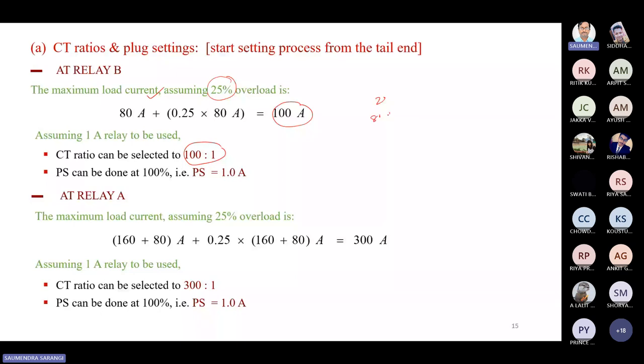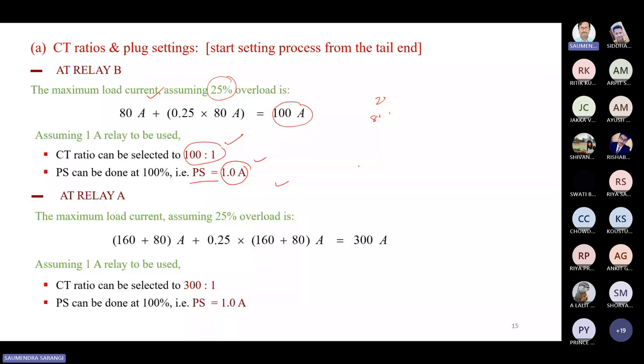So now you observe the plug setting of this current is nothing but 1 ampere, because we have to set up to 125% of this one. So CT humne select kar liya 100:1. Ab hume ye pickup setting laga diya, that is equal to 1 ampere. Now what should be the operating time of this relay? We need to calculate. By using the formula, that is equal to 0.14 into TSM divided by PSM to the power 0.02 minus 1.